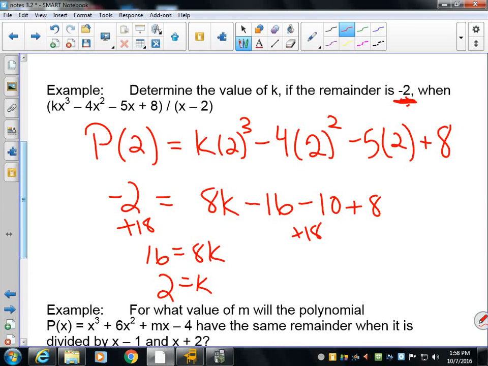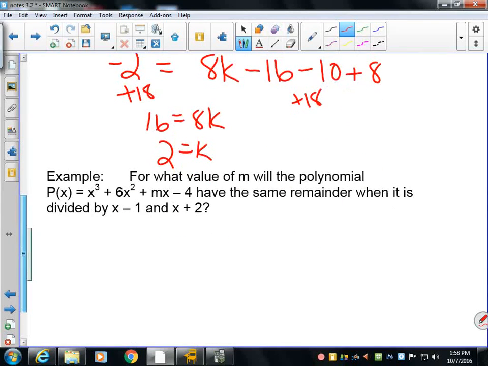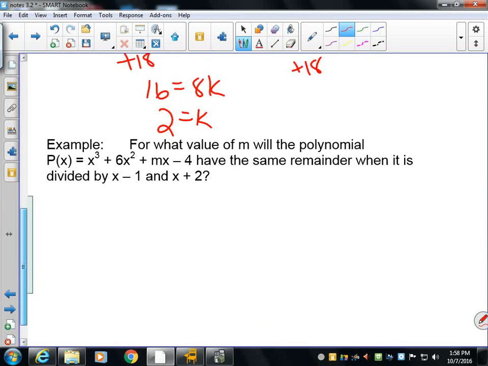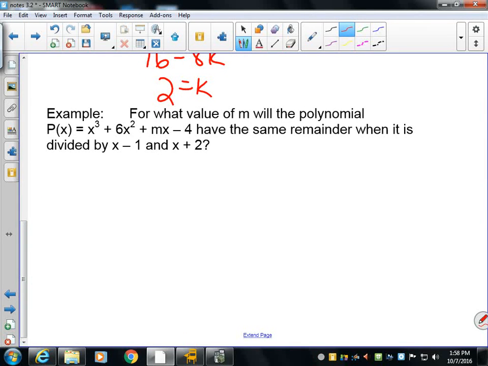So if they give us an unknown, we can use the factor theorem to figure out the leading coefficient, right? If they tell us what the remainder is, and if they said it's a factor, we would put 0 here instead of putting negative 2. Okay? They said it's a what? A factor. So for what value of m will the polynomial have the same remainder?